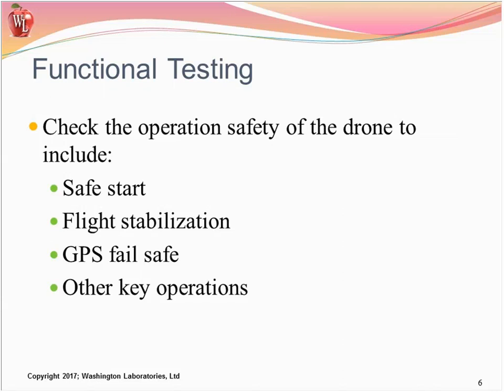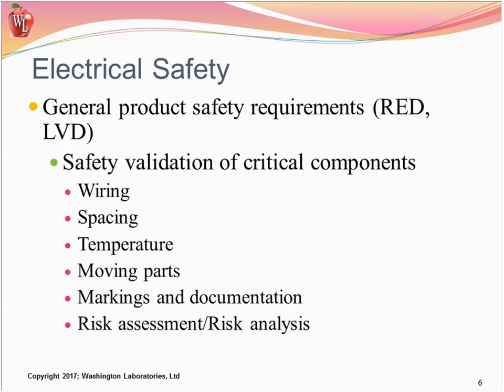That also includes any specific standard that might apply to your device, as the robot or the drone has a radio device in it. It also has the potential that a camera is going to be part of the device. Then different applications and different standards are required. From the safety validation of the critical components, something that we have to keep in mind are the wiring, spacing, temperature, moving parts, marking, and documentation, and also risk assessment and risk analysis for your particular product.